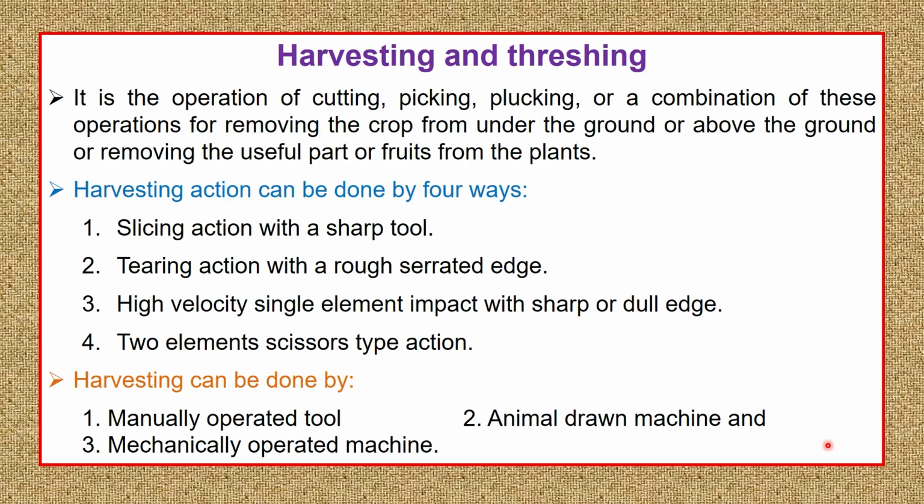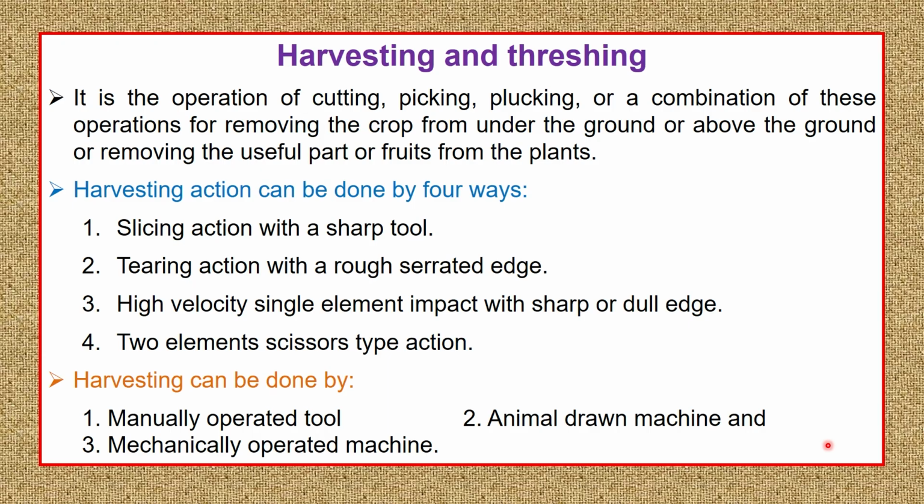If we use an axe kind of equipment where you ram it over the crop to cut the crop, it uses a high velocity element. It may have a sharp cutting edge, or it may have a dull cutting edge. The crop will undergo cutting as this tool hits the crop. In such cases, that equipment uses the impact force of the cutting element to cut the crop.